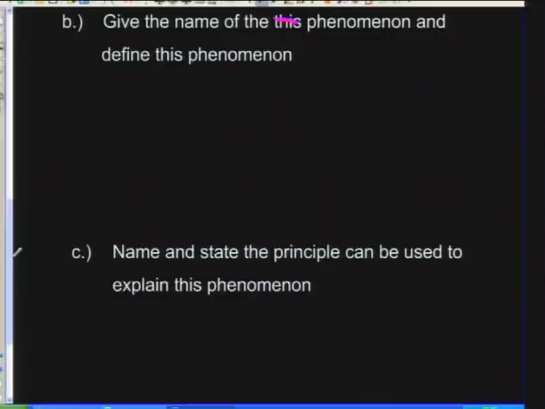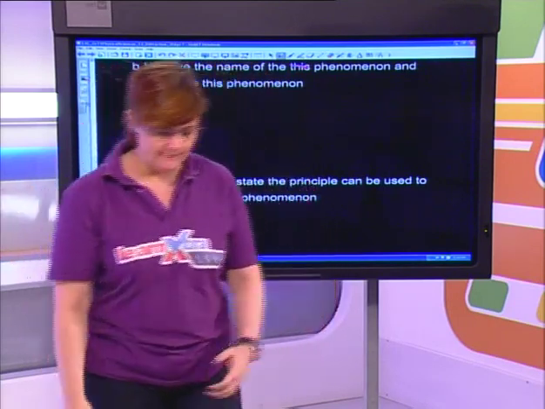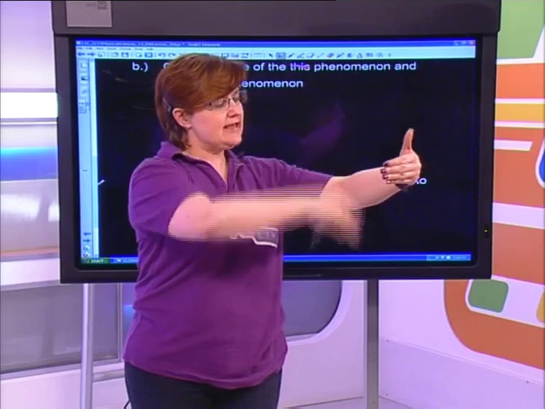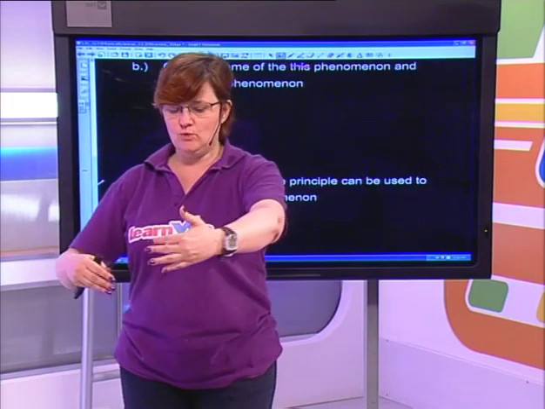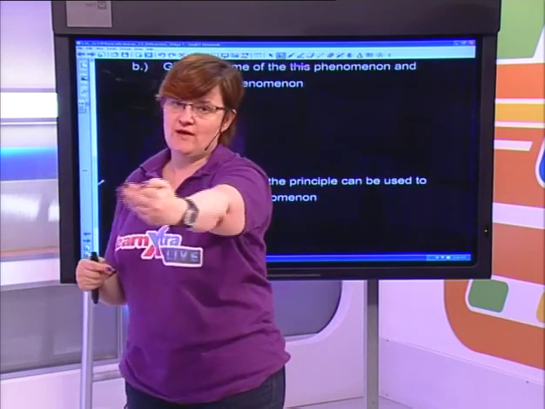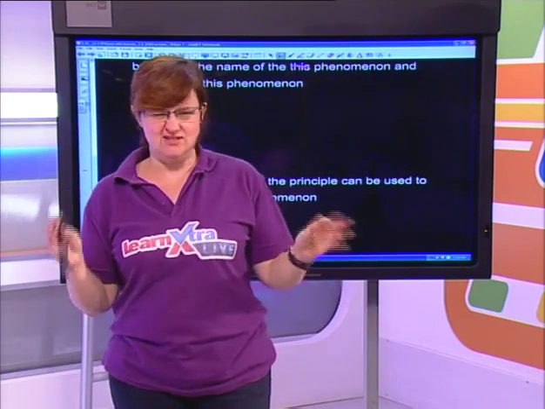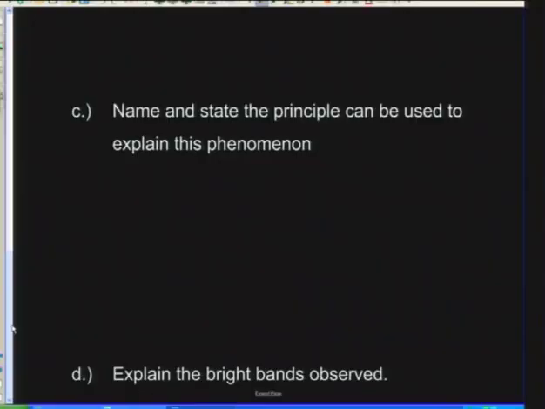Name and state the principle that can be used, this is the one you're dreading. Sorry, my English is terrible. The principle which can be used to explain this phenomenon: Huygens' principle. And that's that long thing where we say, well, along any wavefront, we have a set of secondary wave sources. These secondary wave sources create secondary wavelets, which then create another wavefront when a tangent is drawn across all the points in phase. Basically. It's one of those things, you're just going to have to learn it. I'm sorry, guys.